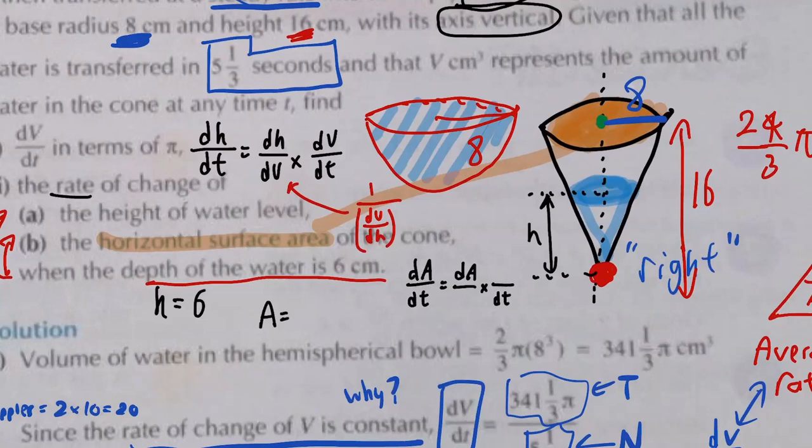Pi r squared, base area times height. Oh wait, we don't need to times height. We just need the area of a circle, because we are looking at area only. So pi r squared. Okay.